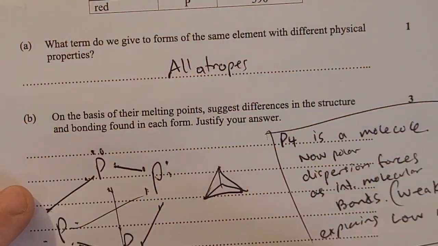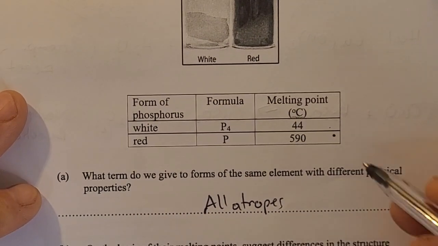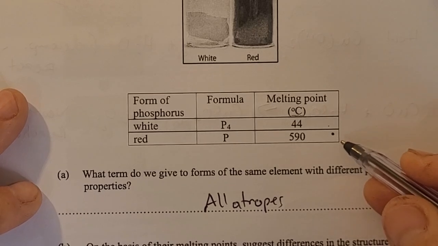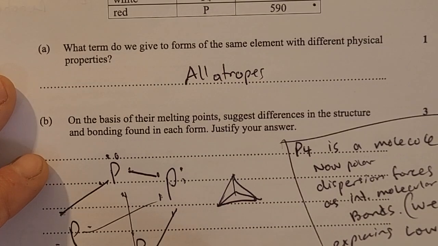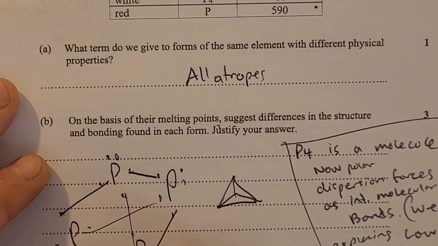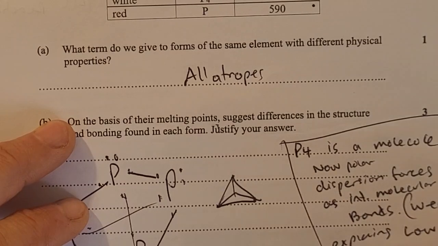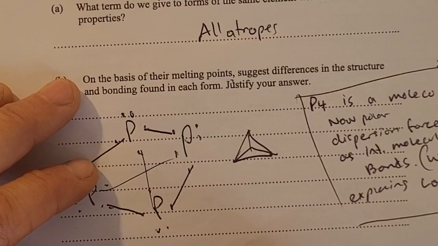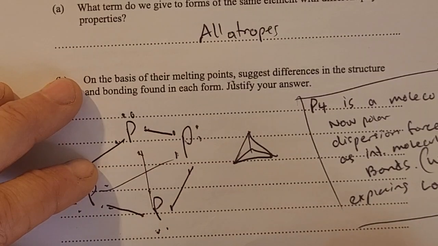For red P, it's something significantly stronger than these dispersion forces holding it. You don't have to know this. It's just that the melting points suggest differences. The higher melting point suggests covalent bonds between the red P.